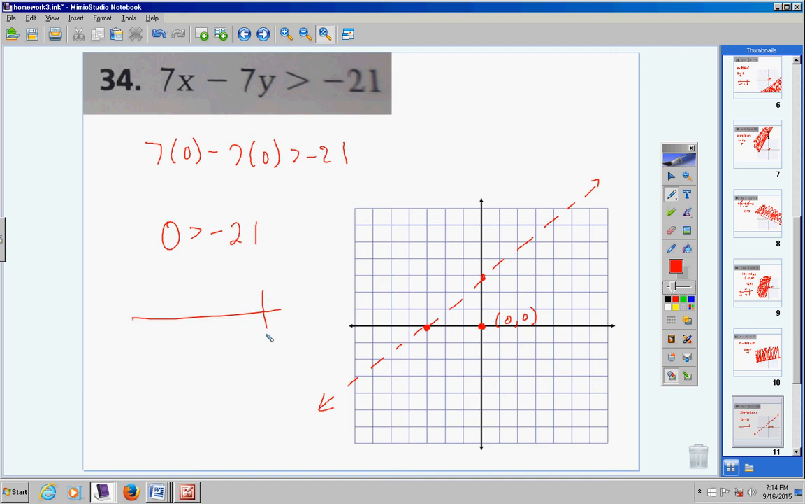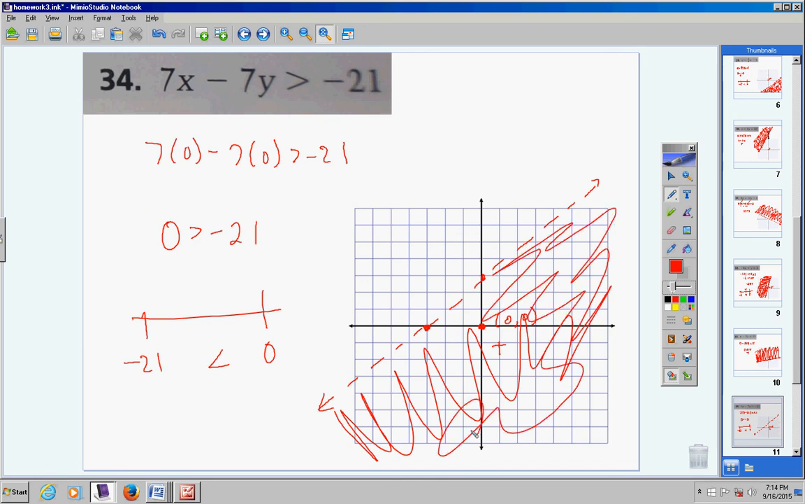That's true, guys. Here's 0 over here. Here's negative 21 over here. 0 is more to the right. 0 is greater than negative 21. So this point is true right here. So because it's true, we're going to shade right here.